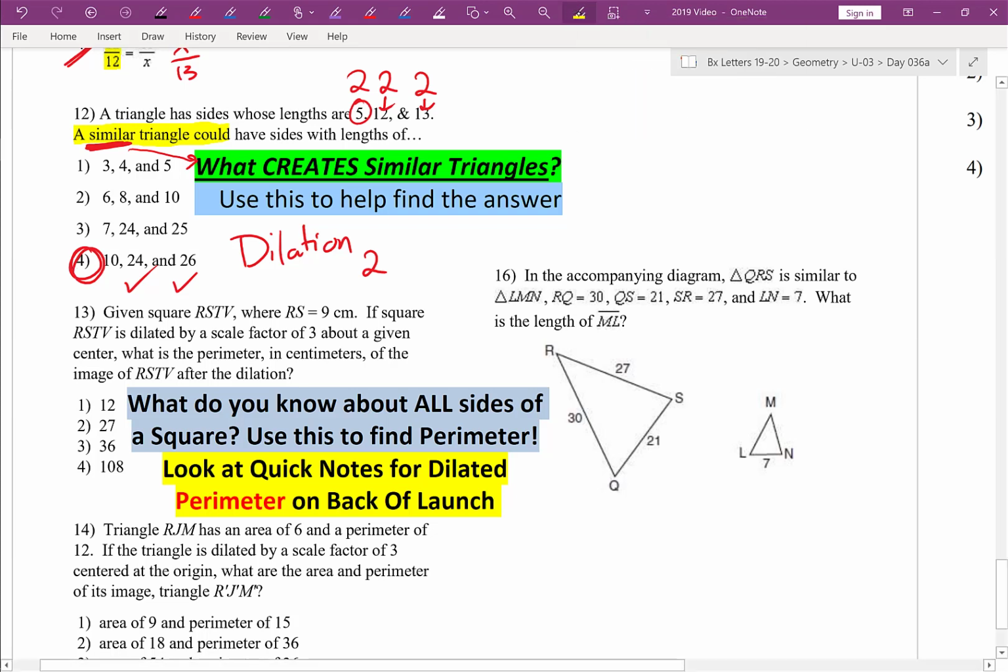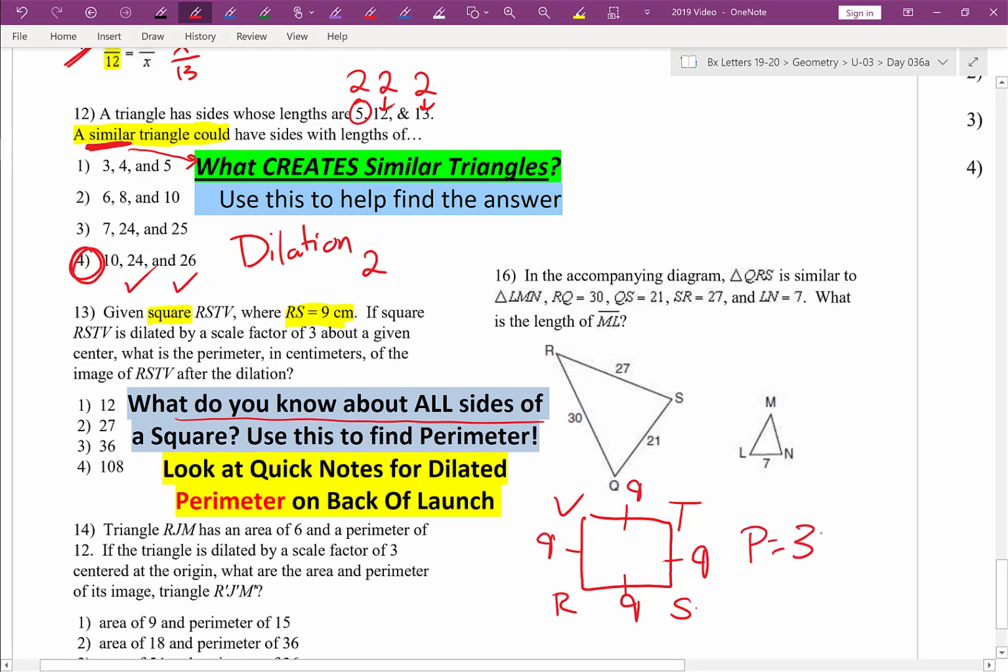All right, and 13, there's like 2 parts to it. It's, do you know the properties of a square? Can you use this side length, right? RS is a side. You could draw out a square and name it, right? RSTV. Ask yourself, what do you know about all the sides of a square? It should be equal. And perimeter is simply add all the sides. So we're going to get 36 for that perimeter.